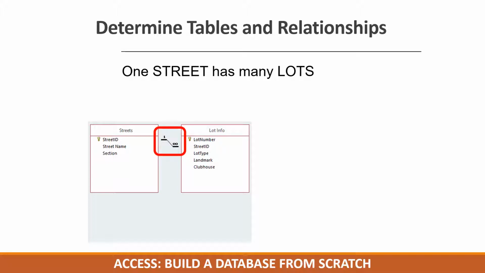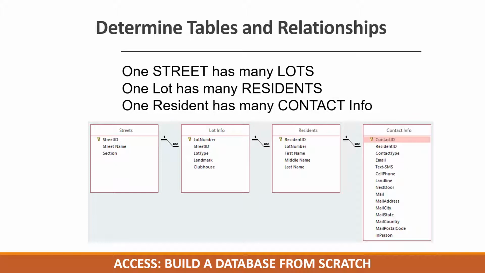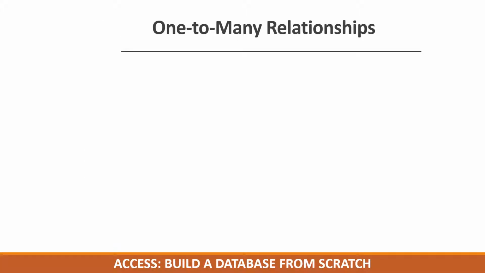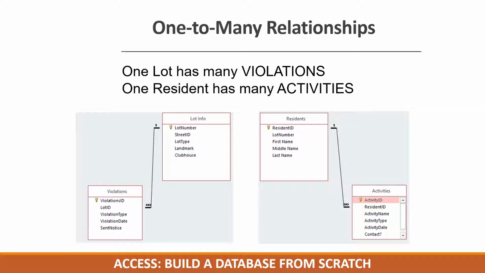Also, one lot has many residents, so we will need a table of the residents. One resident has many contact options, including a preferred way to be reached with information. Also, one lot could have many violations, so we need a table for those. And for that positive information, one resident attends many activities in the HOA.